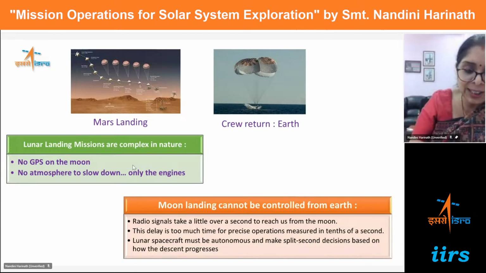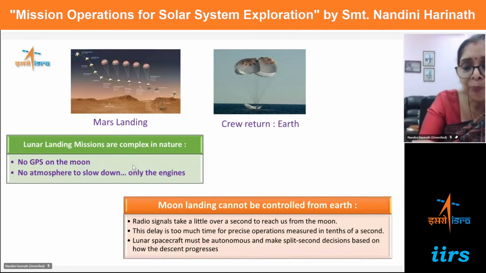So obviously you don't get GPS signals there, and what makes it very challenging to do a moon landing is that there is absolutely no atmosphere. So all the reduction in the energy during the landing has to be done by the engines themselves. In a Mars landing, because it has an atmosphere, you can use parachutes and deceleration systems to do the landing. Even when a crew returns to the Earth, you have an option to land on the sea, wherein, apart from the parachutes, you can have a flotation system to recover the module. But moon landing is extremely hard because of these conditions.